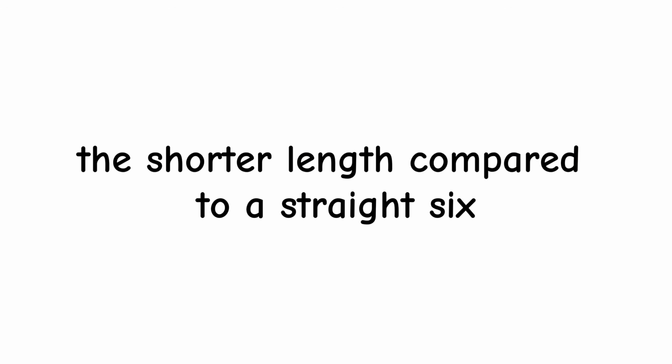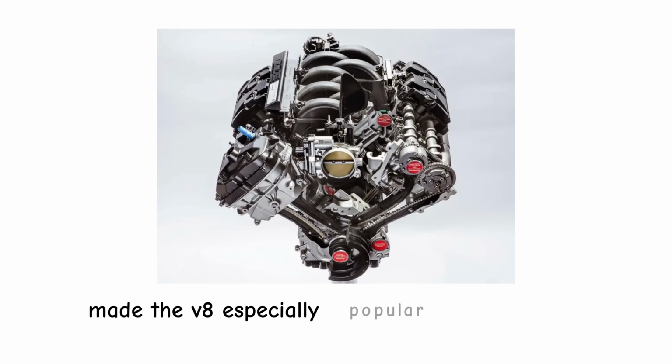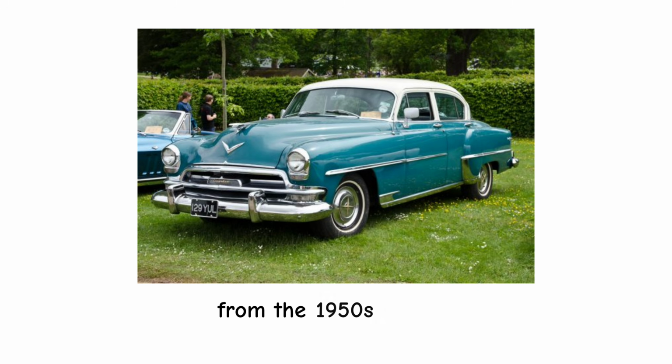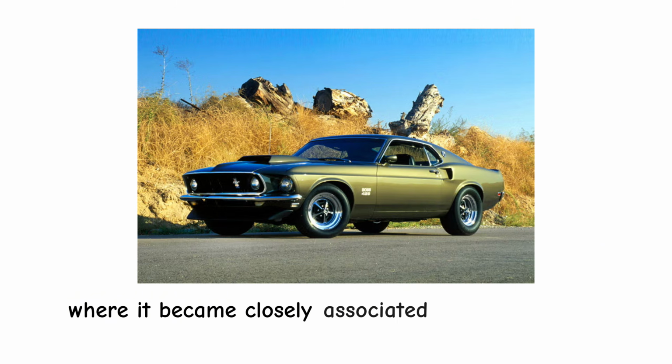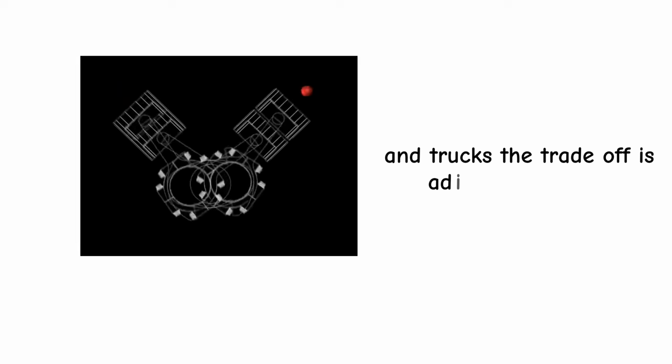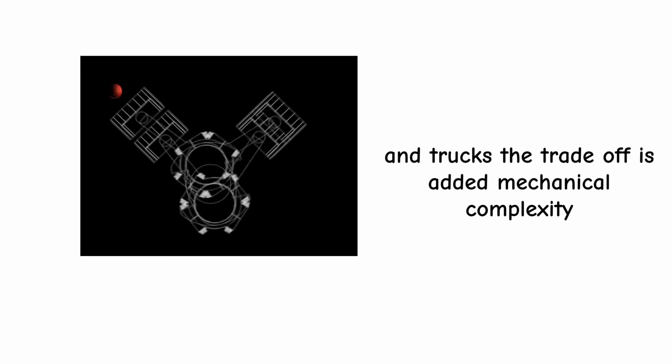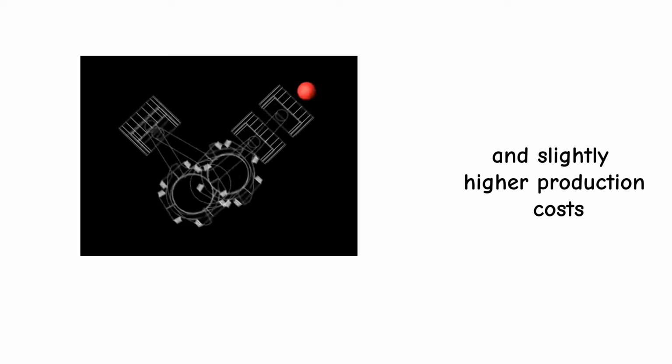The shorter length compared to a straight 6 made the V8 especially popular in American cars from the 1950s onward, where it became closely associated with muscle cars and trucks. The trade-off is added mechanical complexity and slightly higher production costs.